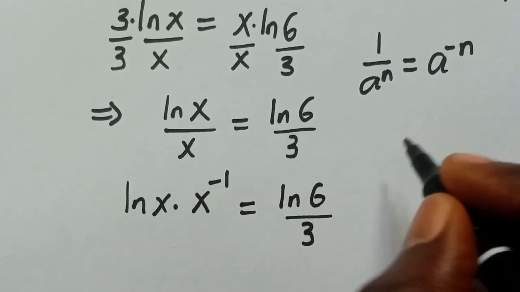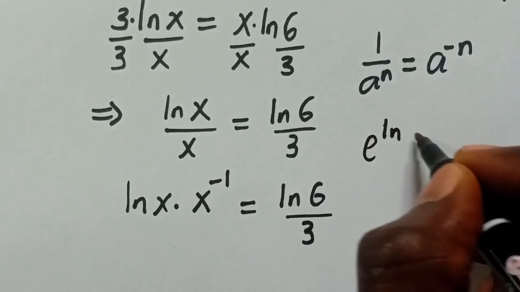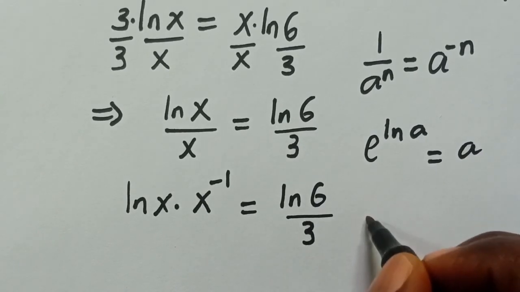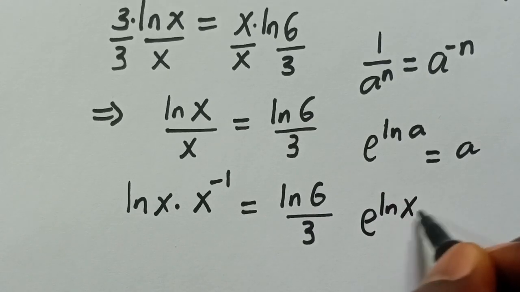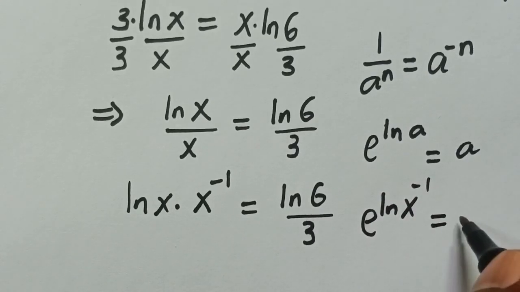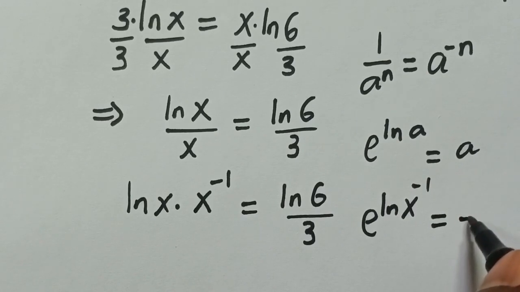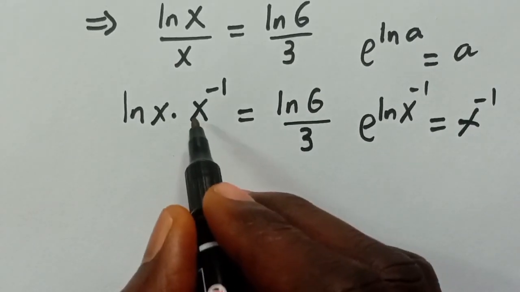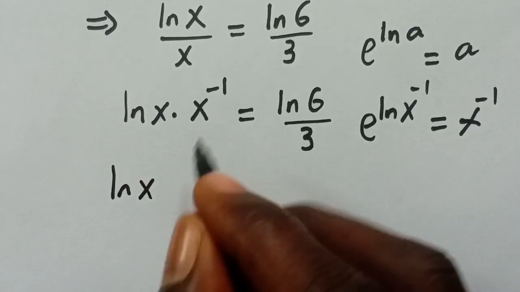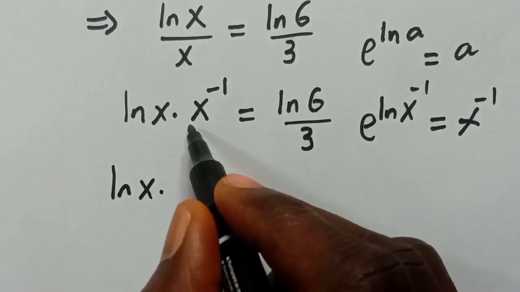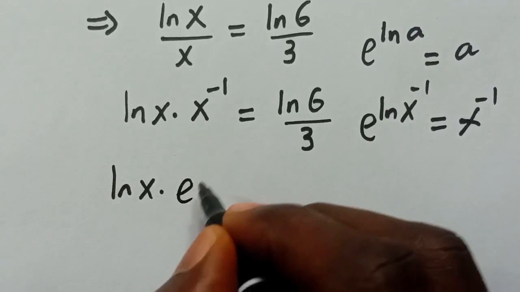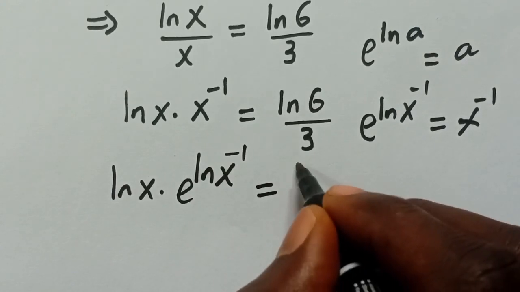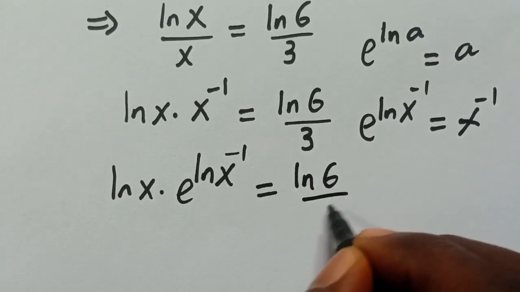Then let us also note that when we have e to the power of ln of a equals a, so definitely e to the power of ln of x to the power of minus 1 will give us x to the power of minus 1. So let's put it here. We have ln of x multiplied by, instead of this, we replace it with this: e to the power of ln of x to the power of minus 1 equals ln of 6 divided by 3.